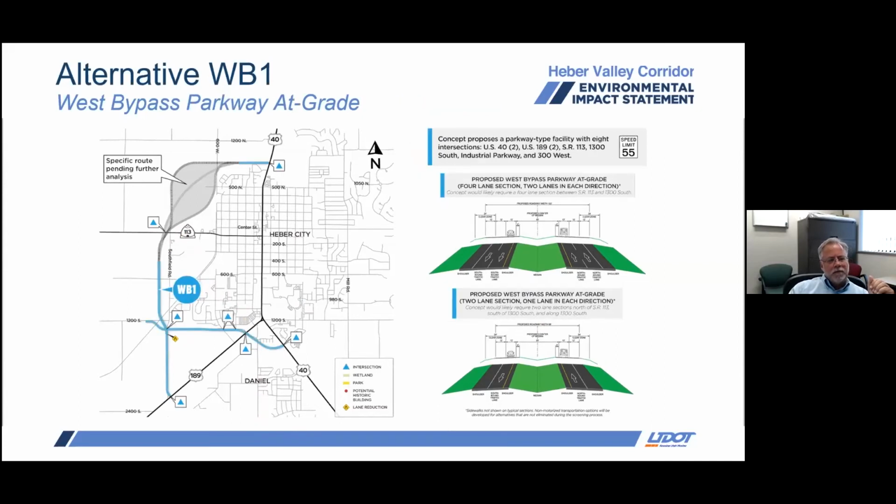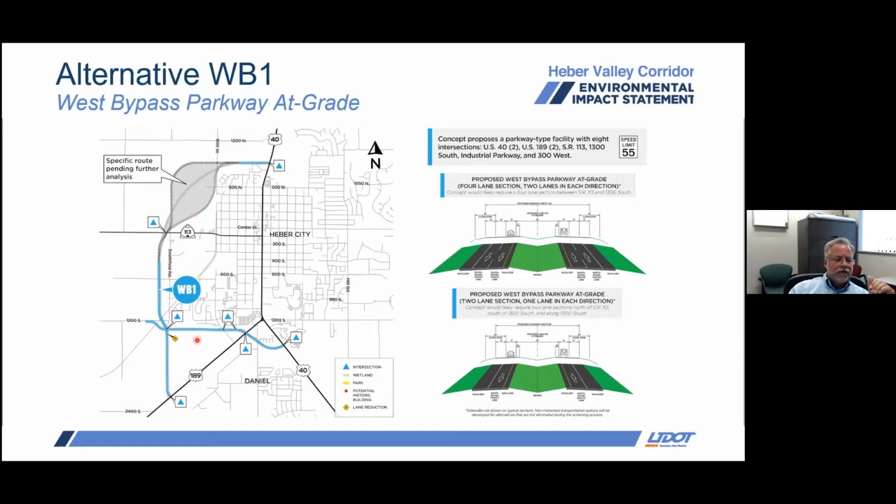So next we'll move to our WB1 option. This one, in terms of the alignment, is similar to the previous alignment we just looked at, but with this alignment the speed limit is much slower. This would operate at about a 55 mph speed limit, and with this alternative, the intersections would no longer be grade separated. Rather, all the intersections would be at grade intersections, meaning that the traffic that's traveling along the bypass would have to stop at intersections with other roads.